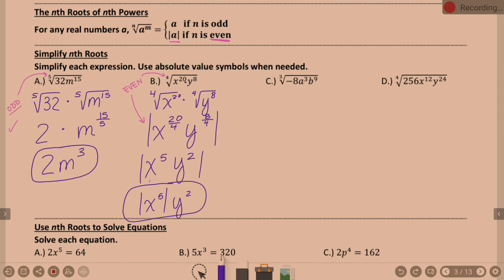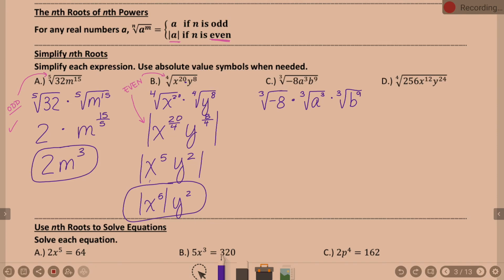Cube root of negative 8, a to the 3rd, b to the 9th. Again, not saying you have to, but can you break this into pieces if it helps? We're going to have the cube root of negative 8, the cube root of a to the 3rd, and the cube root of b to the 9th. I did that without explanation. Does it make sense I split it into 3? Yeah. Do you see 3 pieces?